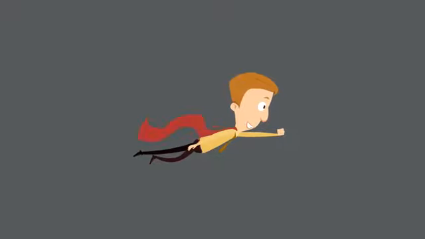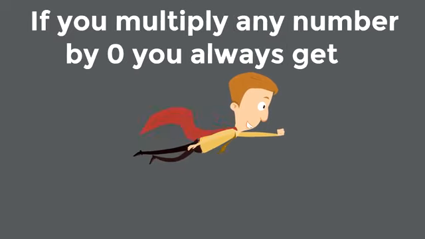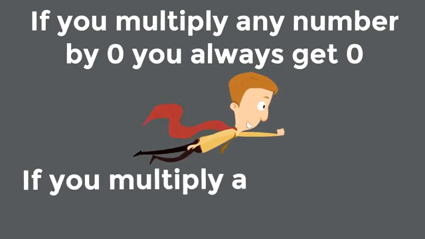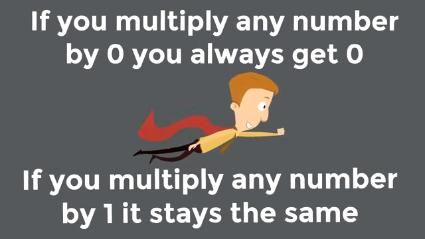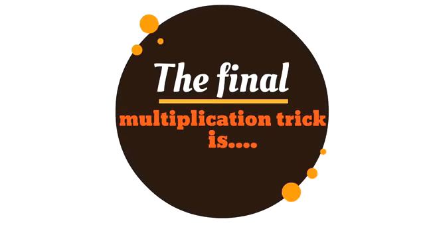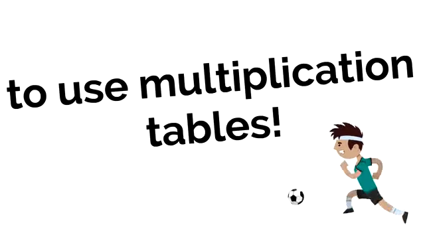So the two tricks have been, if you multiply any number by 0, you always get 0. And if you multiply any number by 1, it stays the same. The final multiplication trick is to use multiplication tables. They come in all shapes and sizes, but they are all helpful, especially as you're first learning how to multiply.